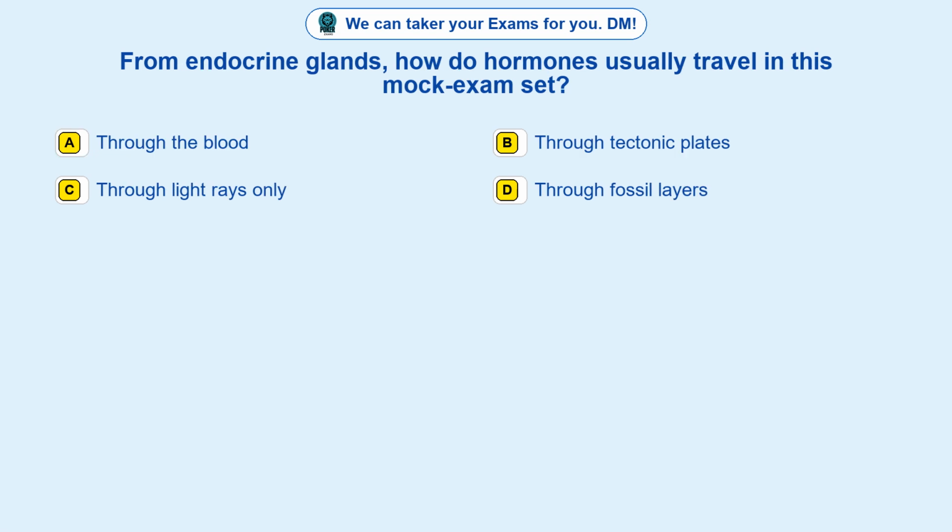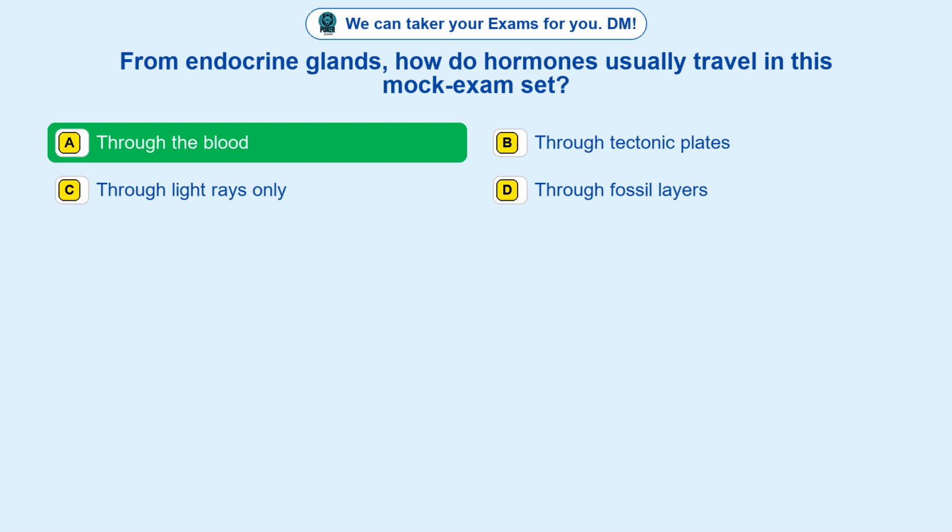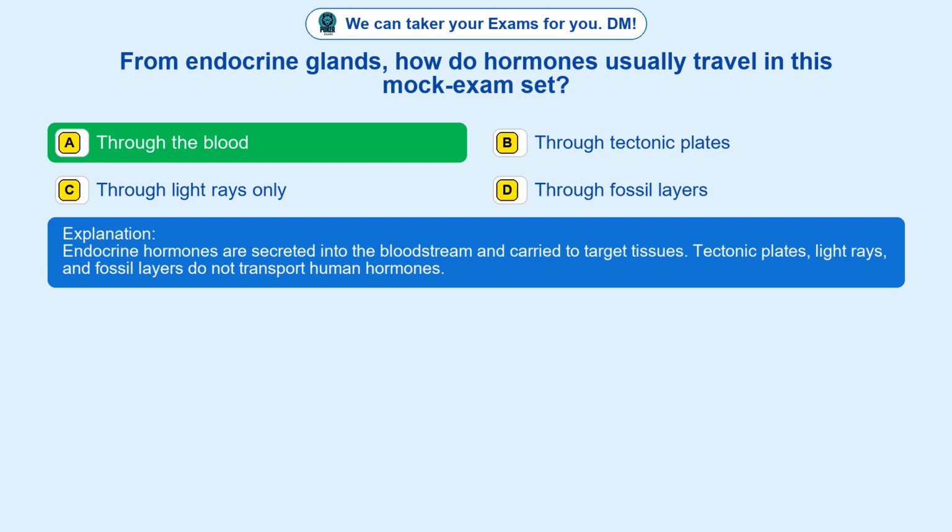Question 28. From endocrine glands, how do hormones usually travel in this mock exam set? Option A. Through the blood. Option B. Through tectonic plates. Option C. Through light rays only. Option D. Through fossil layers. The correct answer is option A. Through the blood. Endocrine hormones are secreted into the bloodstream and carried to target tissues. Tectonic plates, light rays, and fossil layers do not transport human hormones.